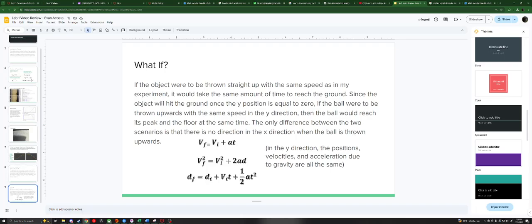So what if the object were to be thrown straight up at the same speed? If it was thrown up with the same amount of speed in the y direction, it would take the same amount of time to hit the ground as if it was thrown like in the original experiment, because the speed in the y direction is the same for both experiments. The positions, velocities, and acceleration due to gravity are all the same, so there's no difference.